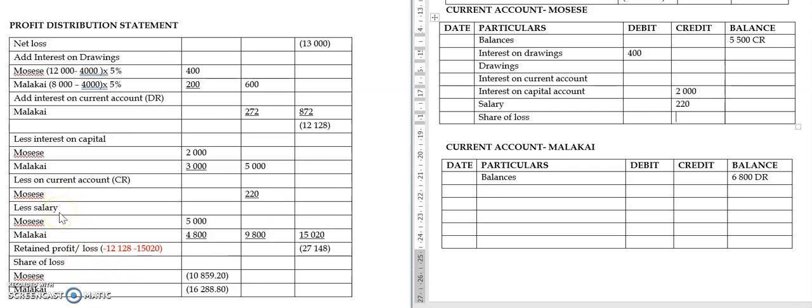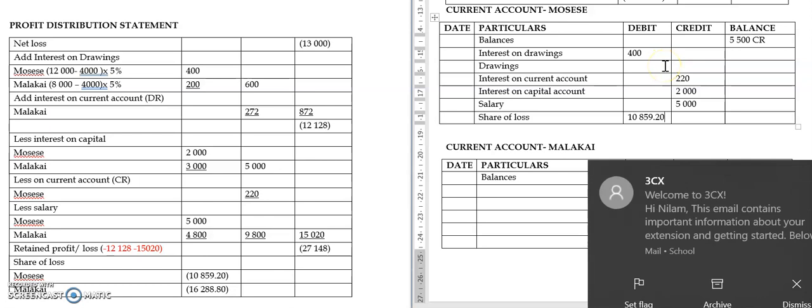Then salary, Moses is receiving salary. Sorry, I have written at the wrong place. That was 220 for interest on current account. Salary, Moses is receiving a salary of 5,000. And share of loss for Moses is 10,000. You don't need to write in bracket. It will just go on the debit side, 10,859.20.